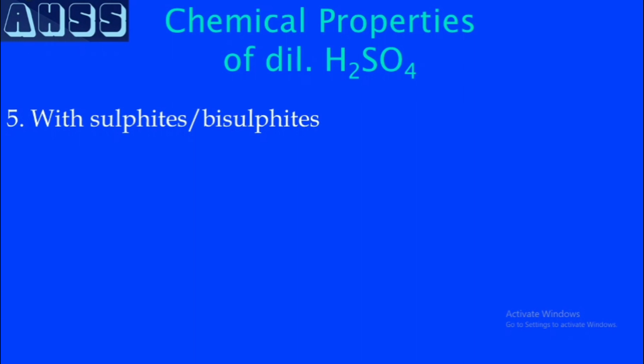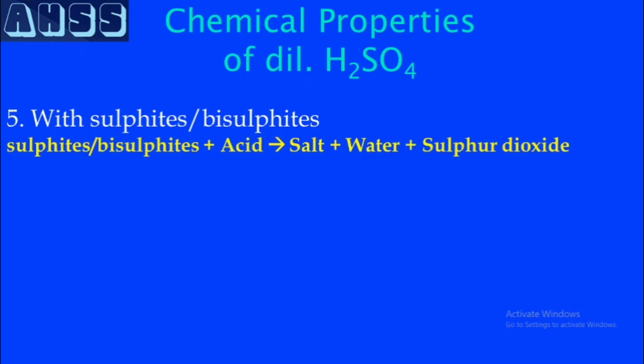Then, the action of dilute sulfuric acid on sulfides and bisulfides. In the general reaction you can see, when sulfides or bisulfides react with acid, it gives salt, water, and sulfur dioxide gas is produced. Sulfur dioxide gas is colorless but has the smell of burnt sulfur.